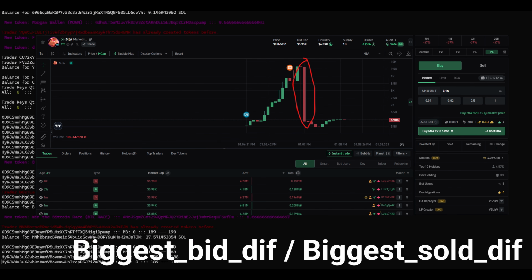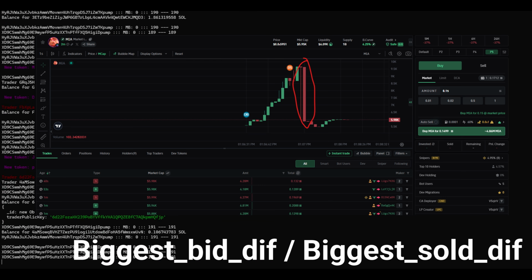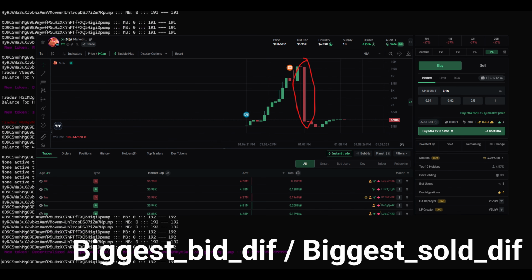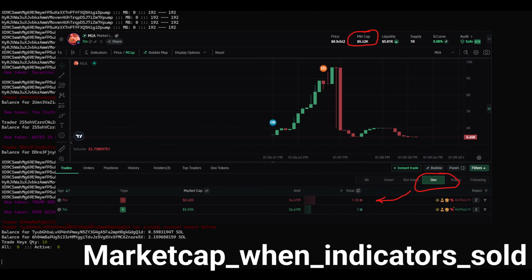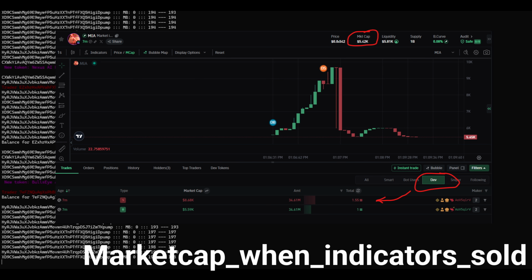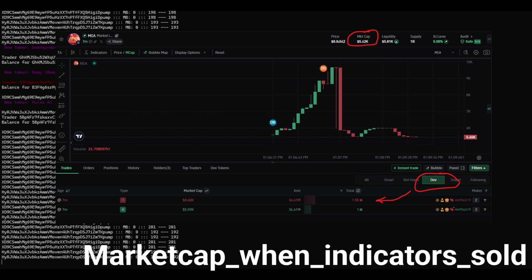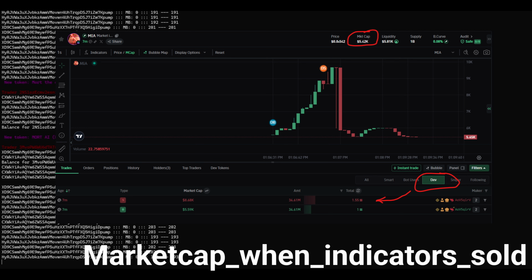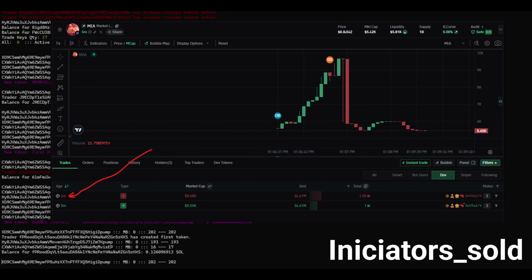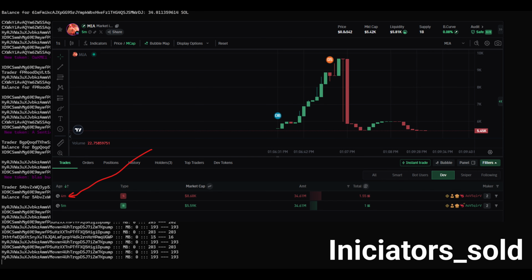Biggest_bid_diff, tracks the largest token purchase, calculated as the difference in market cap between transactions. Biggest_sold_diff, tracks the largest token sale, also based on market cap differences. Market cap_when_indicators_sold, captures the market cap at the time of a developer's token sale. The idea is that the script detects if the token survived a dev sell-off. Initiators_sold, records the timestamp of the developer's sale to ensure at least a few seconds have passed before further actions.